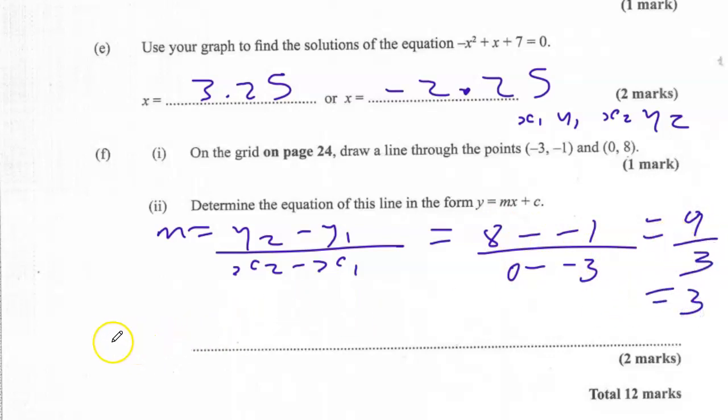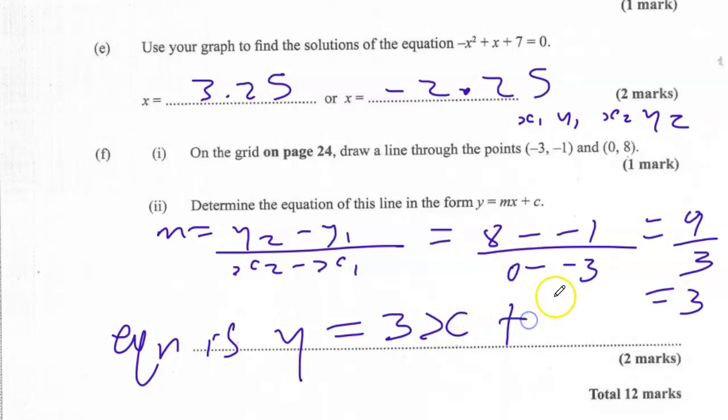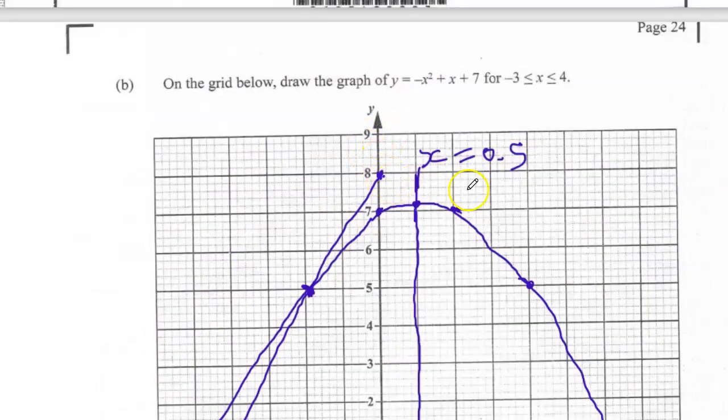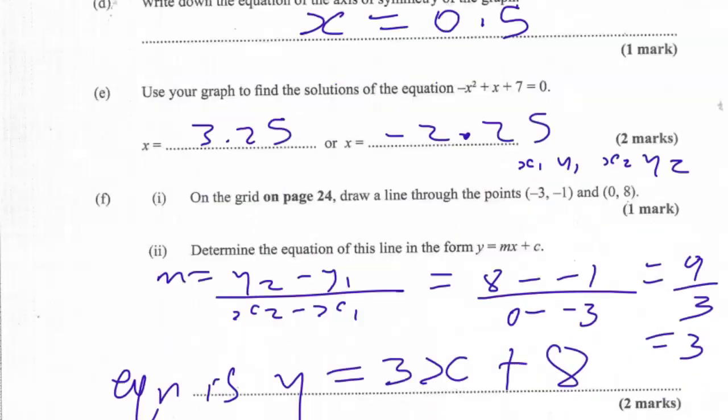So the equation is y equals mx. Now m is the gradient, which is 3, so 3x, plus the constant c, 8. Alright, remember c, the y-intercept, is where the line cuts the y-axis. And it cuts it at 8.